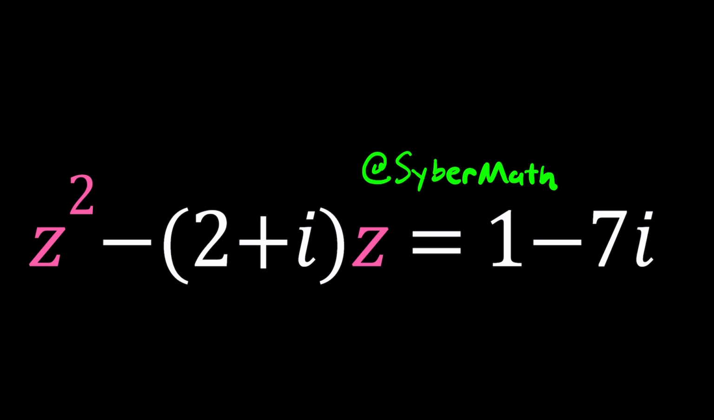Now, we have this equation: z squared minus the quantity 2 plus i multiplied by z, and that equals some other complex number, 1 minus 7i.